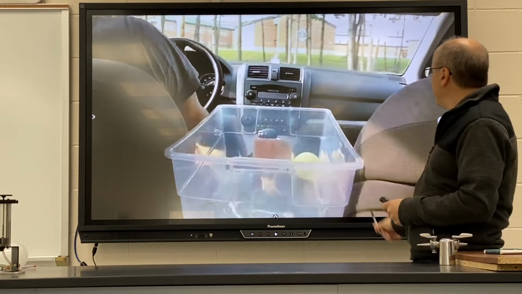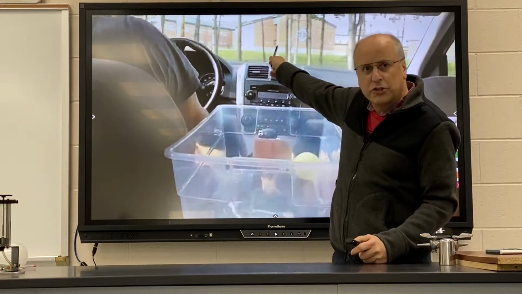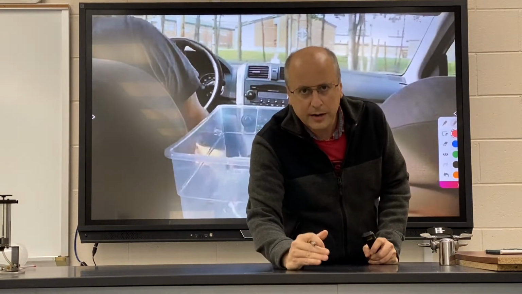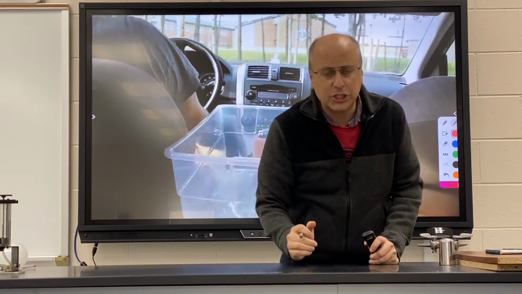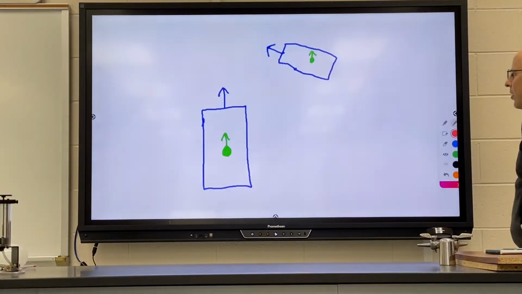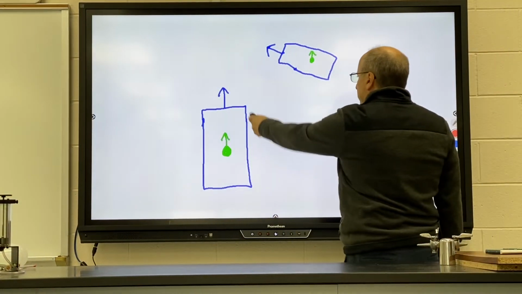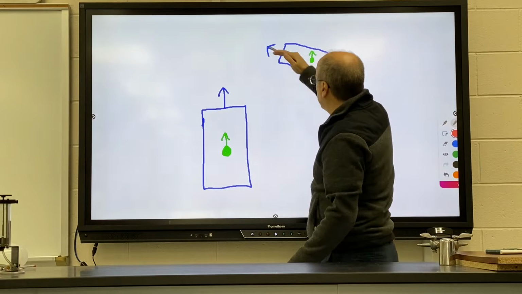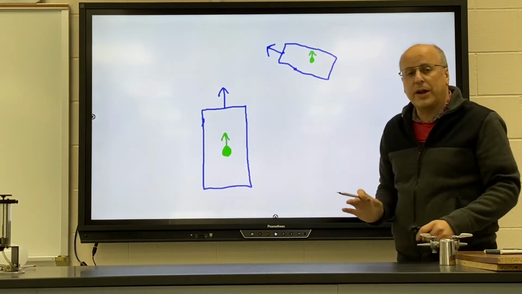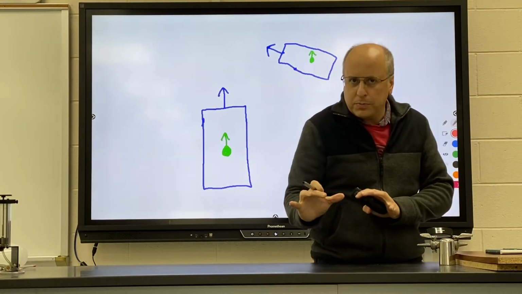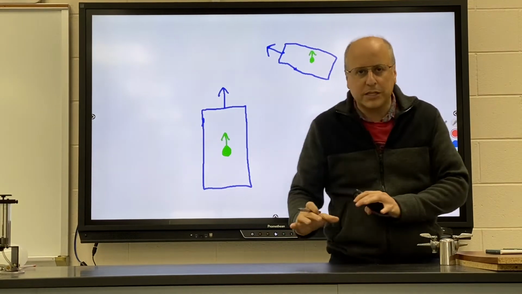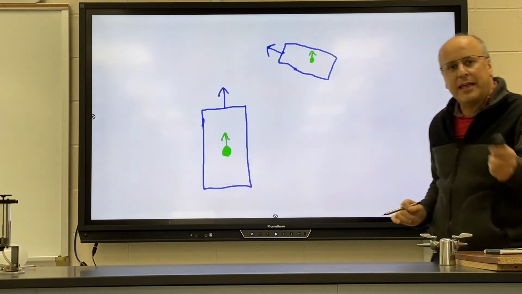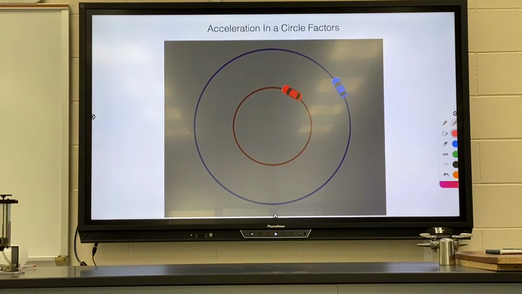So when I turn my car, the ball appears to go to the passenger side of the car. But in reality, the ball continued to go straight, and it's the car that accelerated, the car which changed direction. Okay, so the ball was moving like that, and then as the car turned, the ball tried to go straight. So when the ball gets pushed by the box, it's going to force it to change direction. And that's what we call our acceleration.